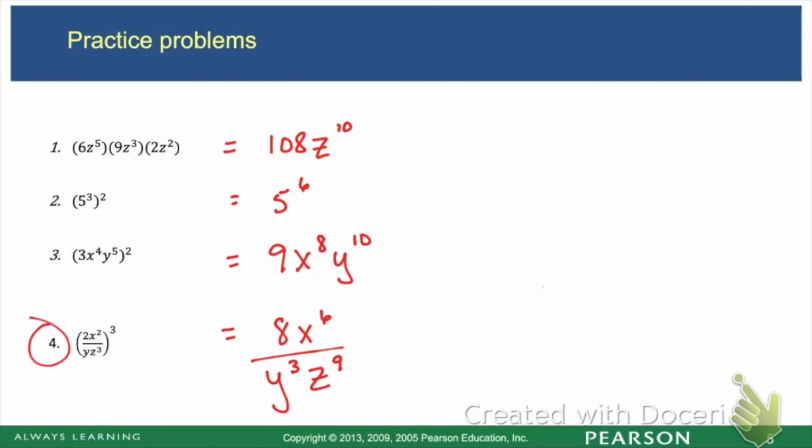And number 4, I'm cubing everything inside there, the 2, the x, the y, and the z. So 2 cubed is going to be 8. That's where I got my 8. That's where most people mess up. And then x squared, if I cube that, I just have to multiply my exponents. So that's where I get x to the 6th. And then for my y, that's going to be y cubed and z to the 9th because you multiply your exponents. So final answer should be 8x to the 6th over y cubed z to the 9th.